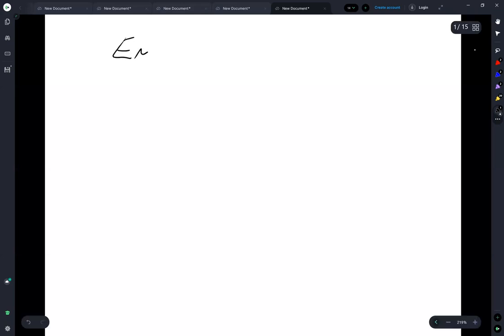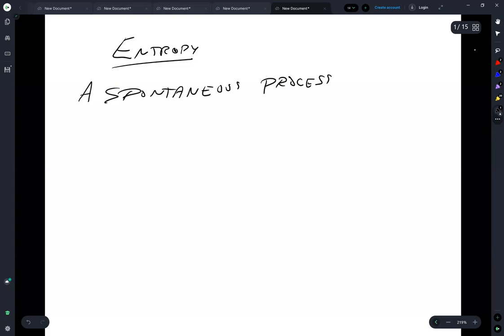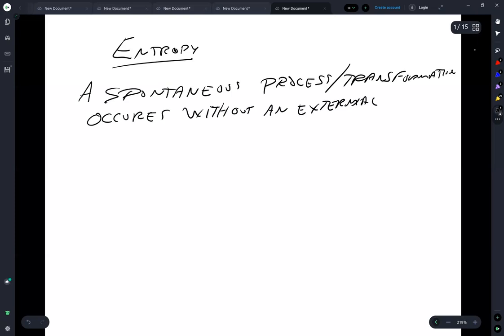This chapter is about entropy and the second law of thermodynamics. And the way that we introduce entropy is simply to describe it in terms of spontaneous processes and irreversible processes. So a spontaneous process or a transformation occurs without an external agent. I mean, it's something that just goes on its own.